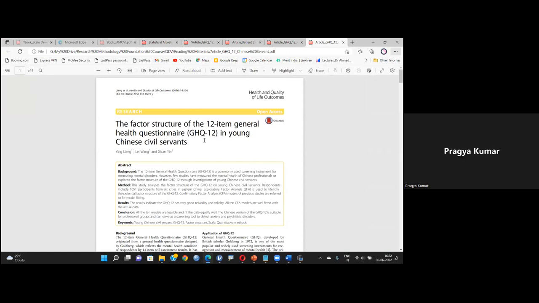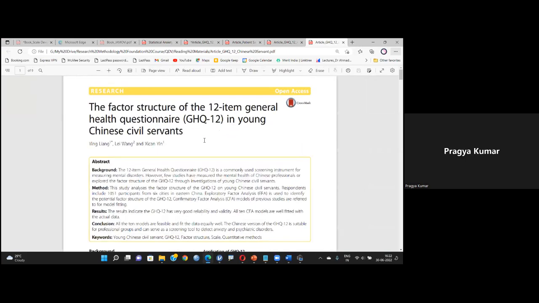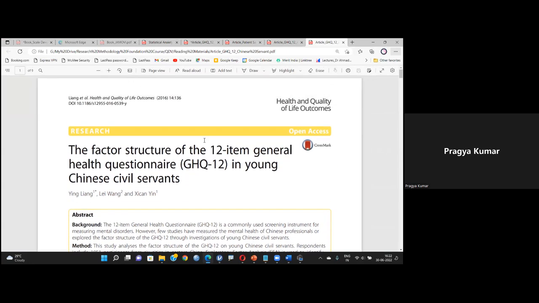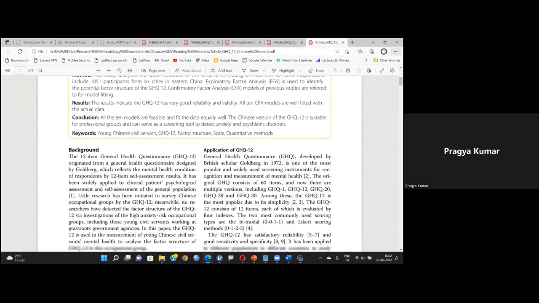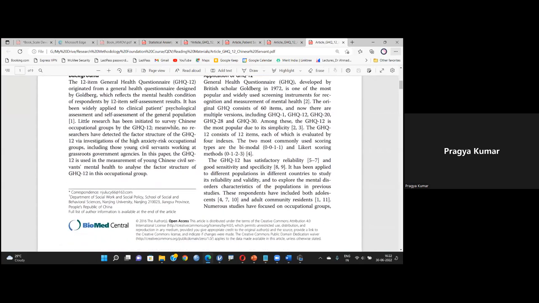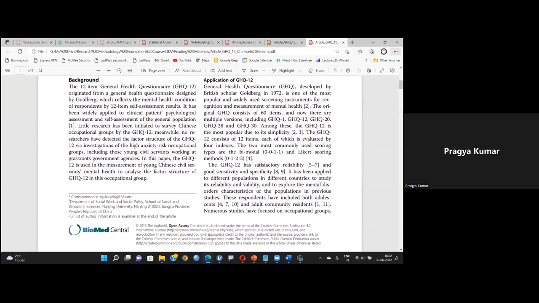See this article. Just wait. This was a factor structure of a 12 item general health questionnaire in young Chinese civil servants. This got published in 2016. Can you see the year? If you see this, they have written that the general health questionnaire was initially developed as a single dimensional scale, and they have reported this thing.